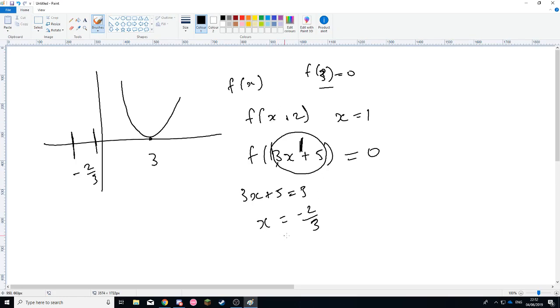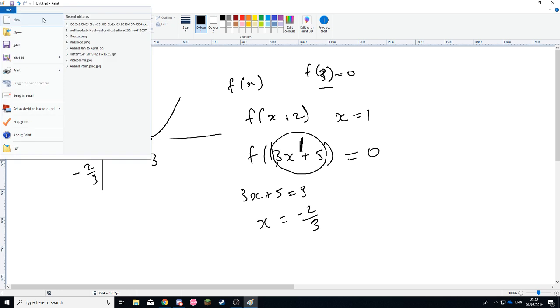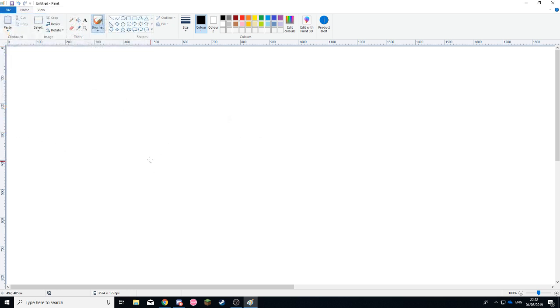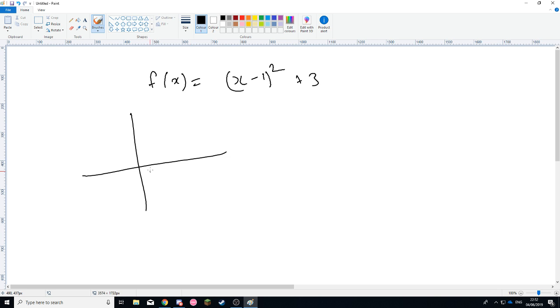Okay, so let's try this for looking at minimum and maximum. If you have the function f of x is equal to (x minus 1) squared plus 3, we know that the maximum of that is going to be at, well, the minimum in this case, (1, 3).